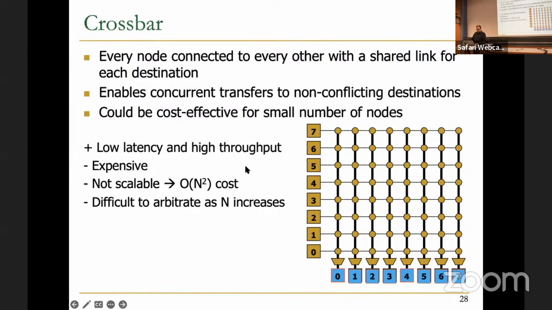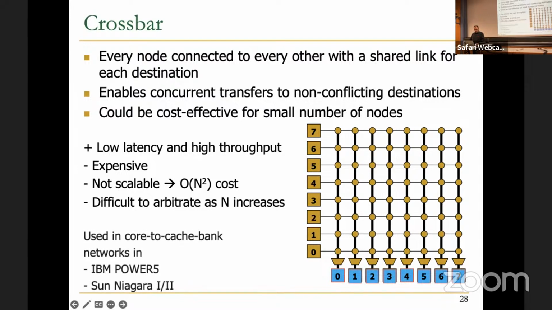So it's low latency and high throughput. Of course, it's expensive, but it's not as expensive as the point-to-point connection. It's not scalable, because it's order n square cost again. You can see that when n increases, the cost increases by the power of 2. And we have difficulty arbitrating as n increases, because now you have a shared bus and you need to arbitrate. So that involves some difficulties.